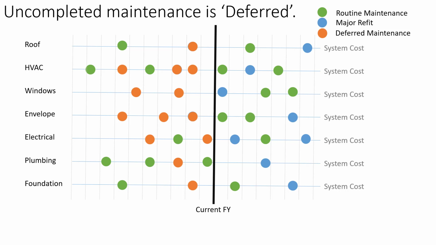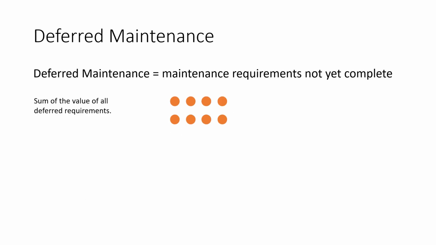In reality, sometimes some maintenance just does not occur for a variety of reasons. What we can see here is the orange dots represent uncompleted maintenance. We would describe that as deferred maintenance. The deferred maintenance are the maintenance requirements not yet complete. Now, we can add up the value or the cost of all of those deferred maintenance requirements, and that'll tell us what the total deferred maintenance for that asset is.